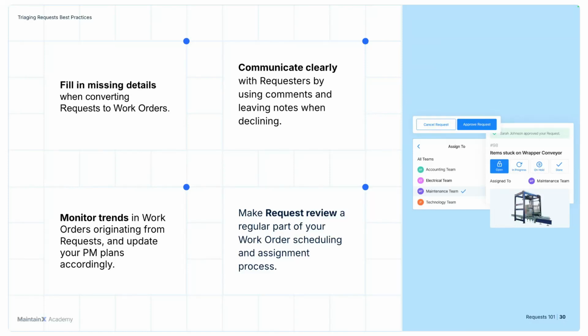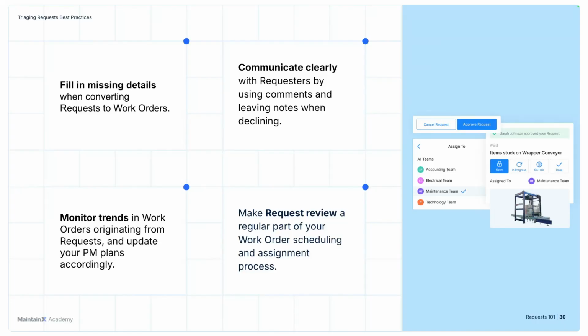3, monitor trends in work orders originating from requests and update your PM plans accordingly. So we can see any trends. If the same thing's being requested 10 times in a row from the operator of one piece of equipment, most likely I need to go back and update my PM plan, right? This is what we're seeing from our reports. You can dice those any way you want. You have that information there with the from a request filter.